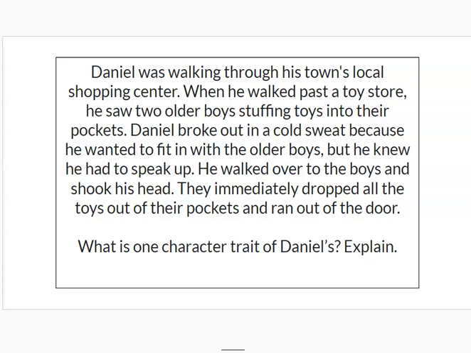Daniel was walking through his town's local shopping center. When he walked past a toy store, he saw two older boys stuffing toys into their pockets. Daniel broke out in a cold sweat because he wanted to fit in with the older boys, but he knew he had to speak up. He walked over to the boys and shook his head. They immediately dropped all the toys out of their pockets and ran out the door. What is one character trait of Daniel's?